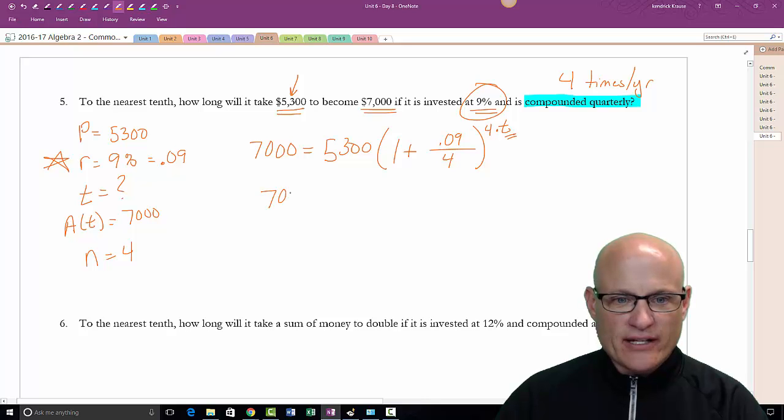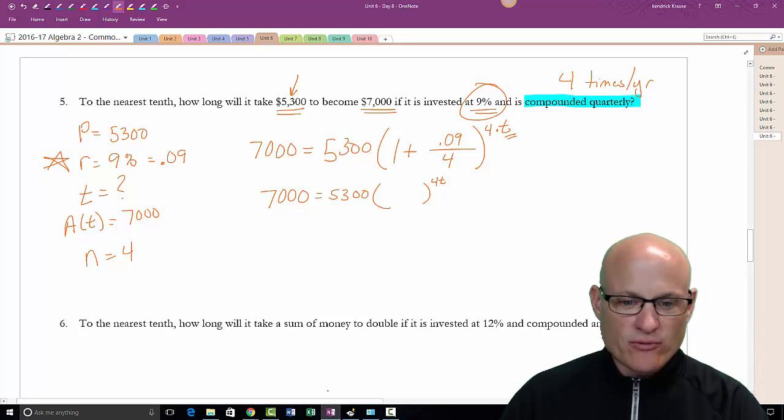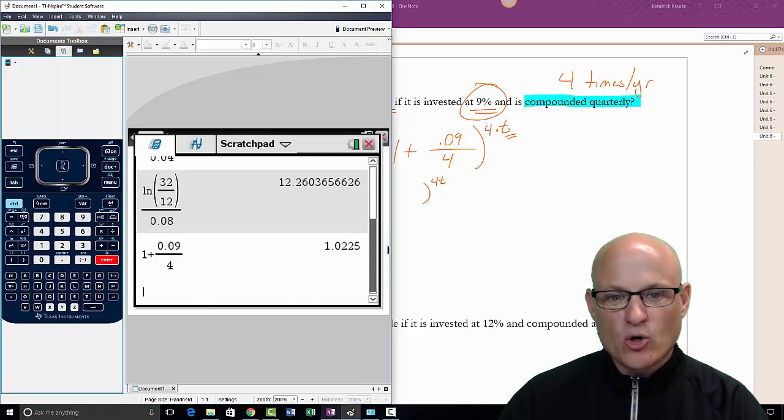All right, so let's see what we got here. Let's clean this up slightly. I just want to figure out what that mess is. 1 plus 0.09 over 4. It comes out to be a nice number. 1 plus 0.09 divided by 4. It'll be a nice number. 1.0225.